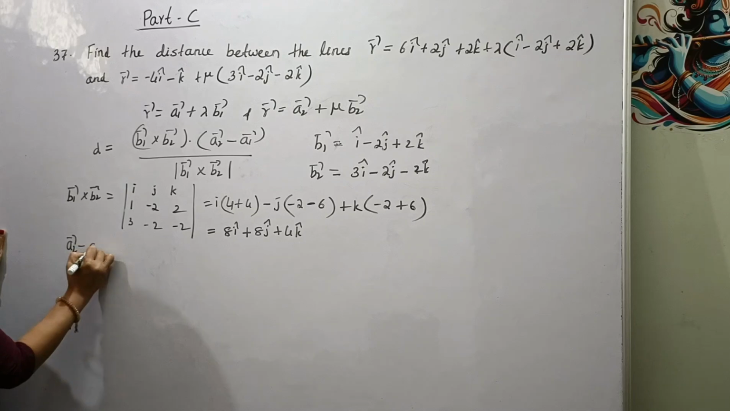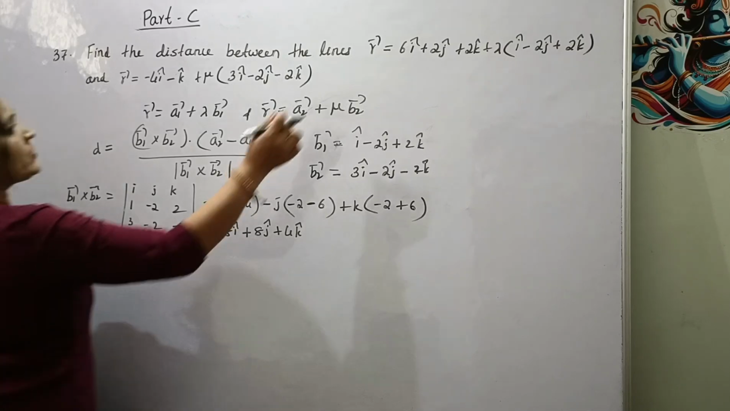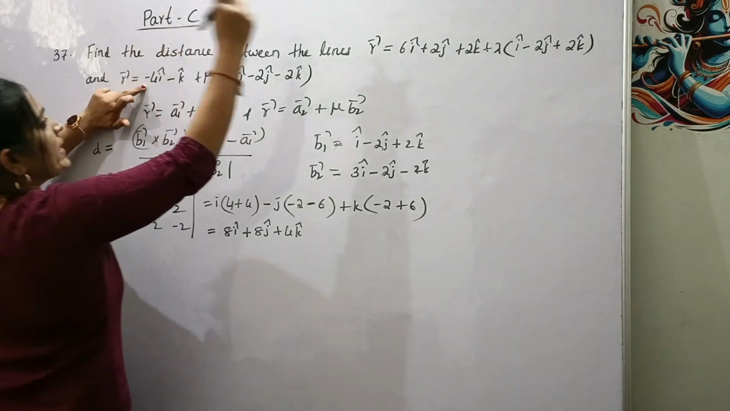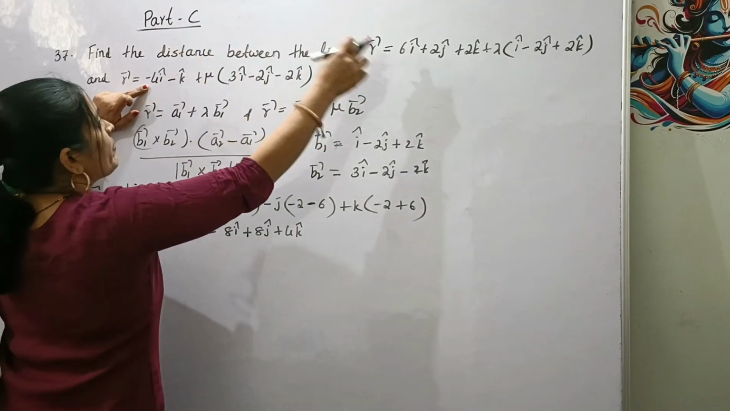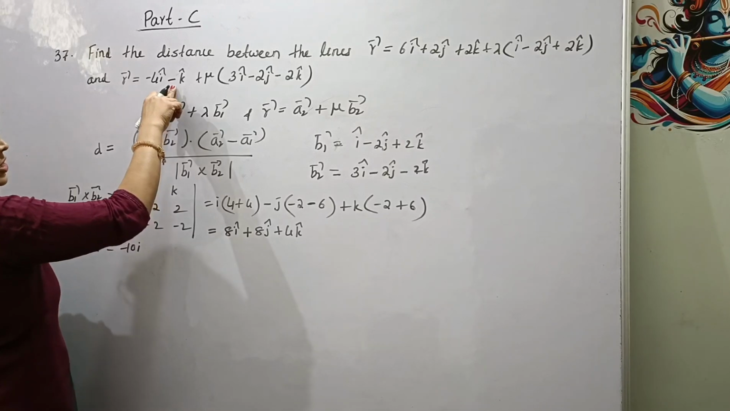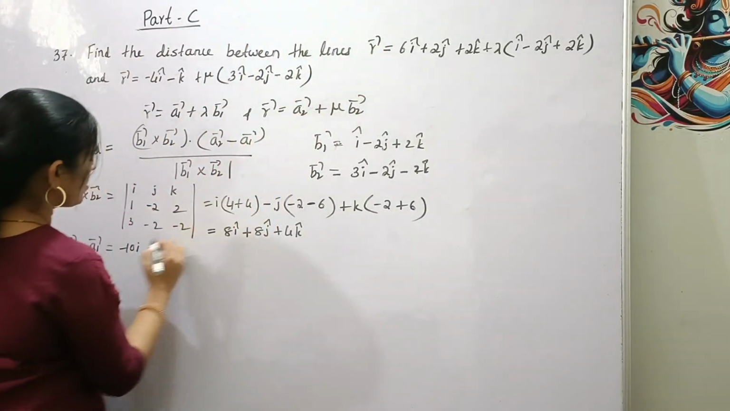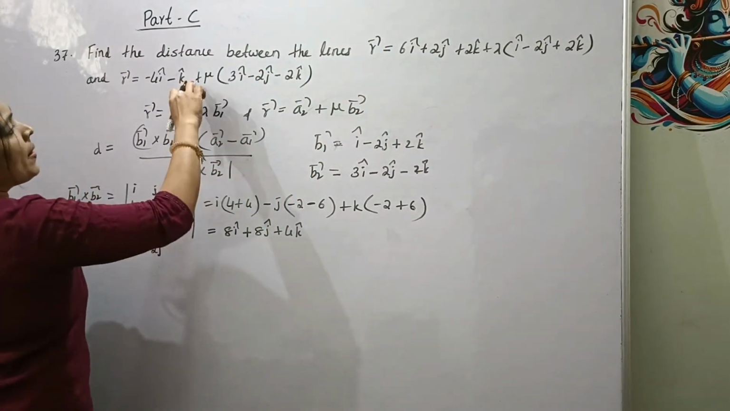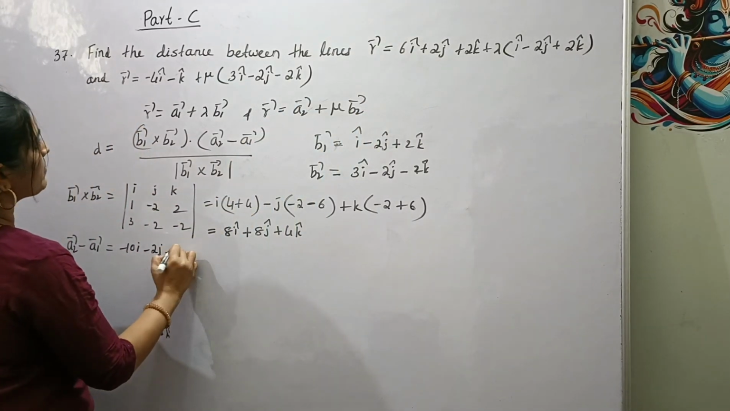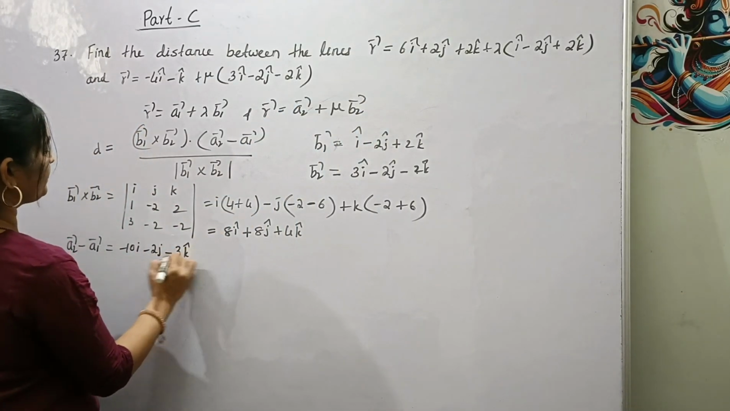Next we need to find vector a2 minus vector a1. Vector a2 minus vector a1 is minus 4 minus 6, minus 10i. Here the j component is 0 minus 2, so minus 2j, and minus 1 minus 2, that is minus 3k.